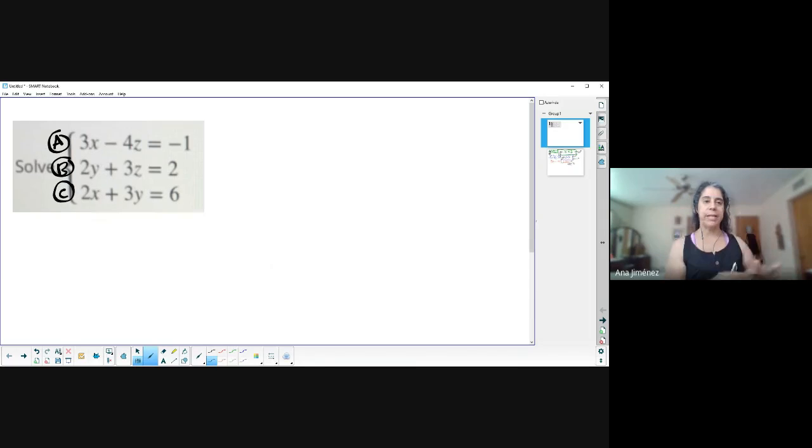I use letters. And like I said, this one is actually easier than the typical 3x3.